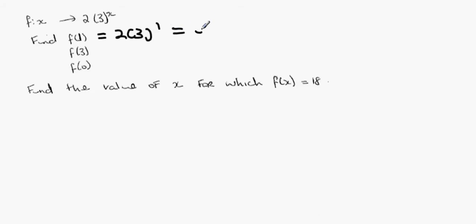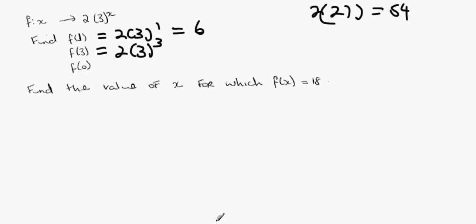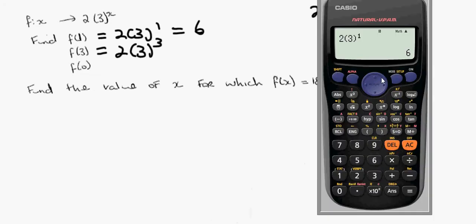Okay. Next one. 2 multiplied by 3 to the power of 3. Now remember, you do the 3 to the power of 3 first. 3 to the power of 3 is 27. 2 times 27 should get you 54. But we'll just double check that anyway in the calculator. So we're just going to replace this. Was a 1, now it's going to be a 3. And what we get is 54.